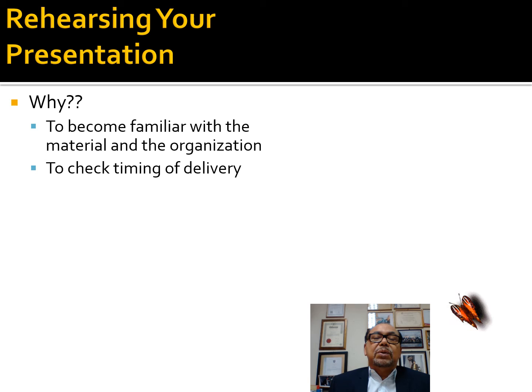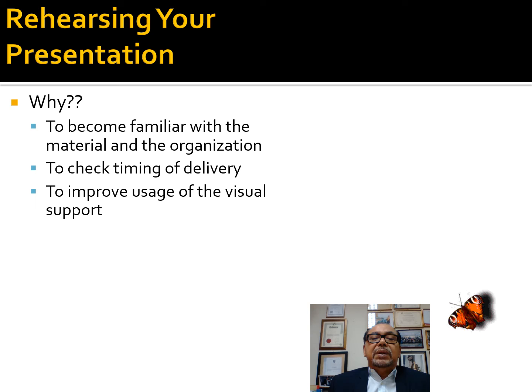To improve the usage of visual support. When you rehearse, you must see whether your visual support and electronic gadgets are all in order, very clear, not blurry, or any kind of problem. Check during your rehearsal so that you can get it corrected before your presentation. Also improve your delivery style. Once you have rehearsed two or three times and feel comfortable, you can start to improve your delivery style, body language, and presentation, to make it more attractive for people to listen to you.